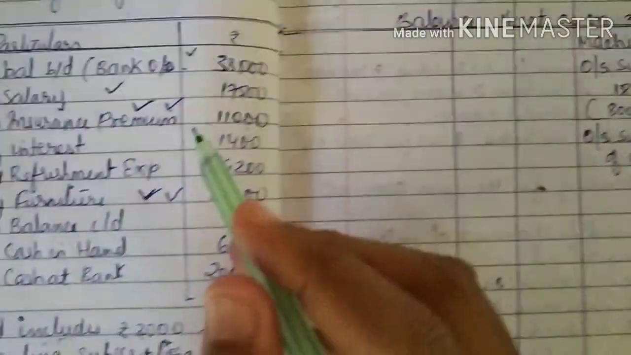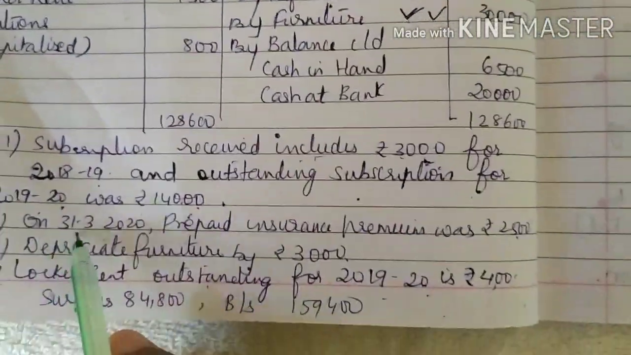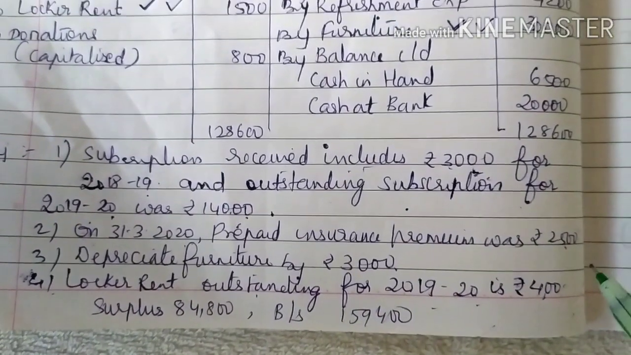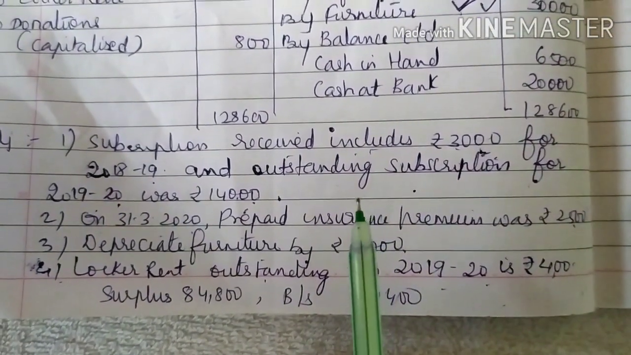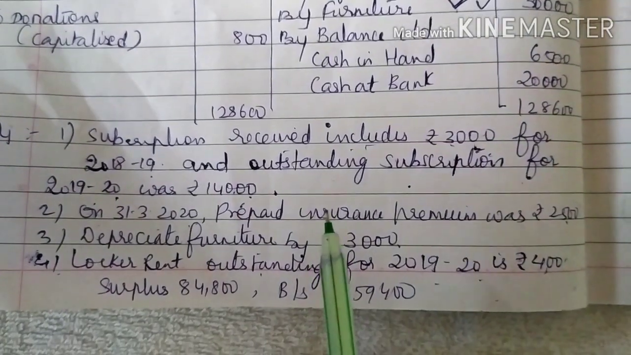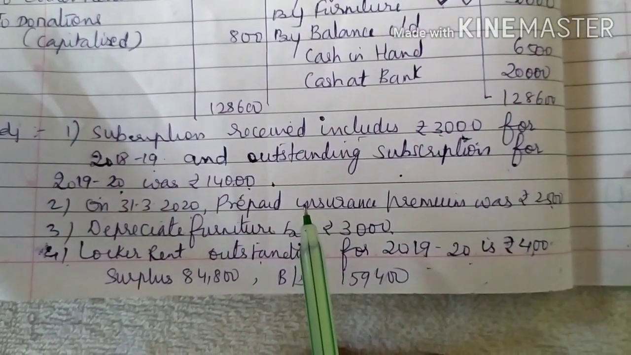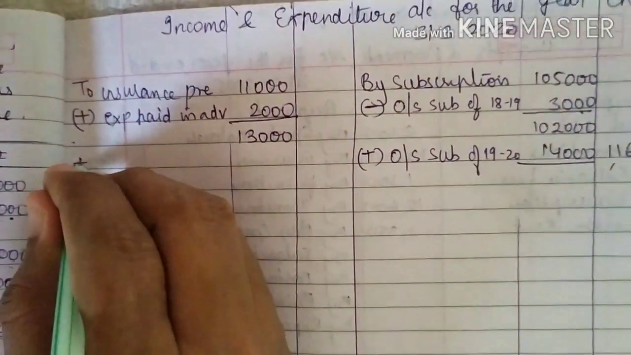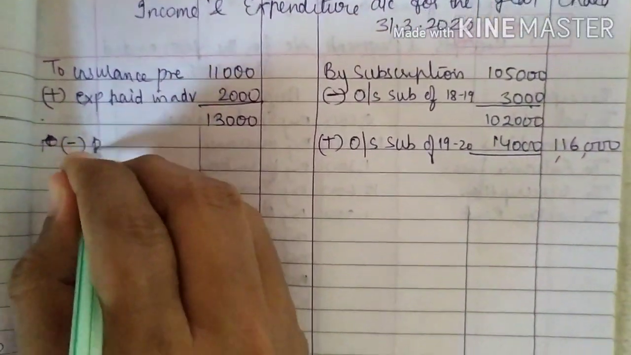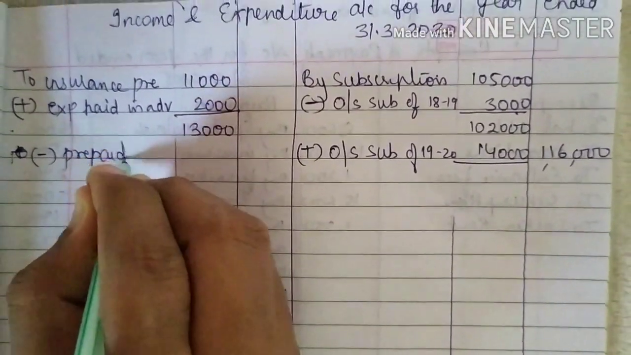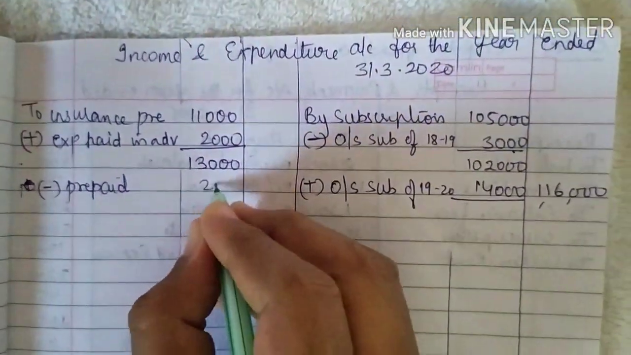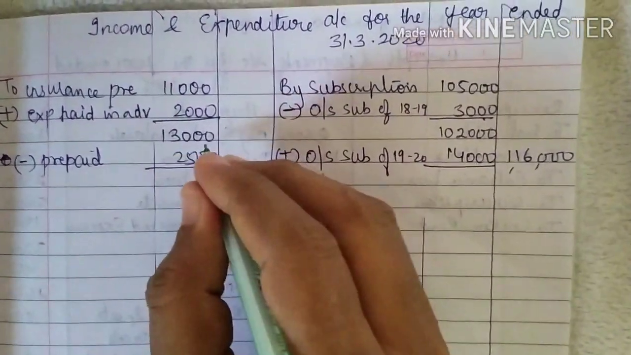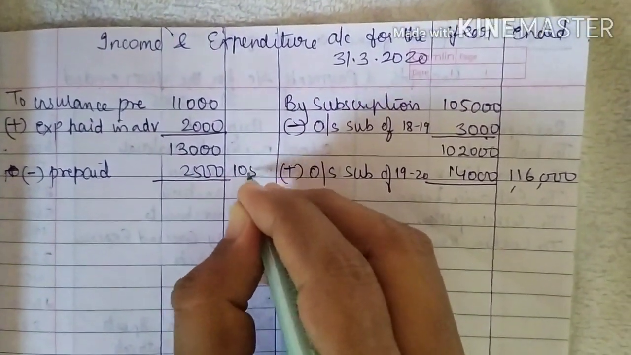Now then here you can see an adjustment on 31st March 2020 prepaid insurance premium. This is current year prepaid. That means this year also you have paid some insurance amount in advance, which is 2,500. That you will add here, so that you will less here. Prepaid is deducted. So less prepaid, which is 2500. So on subtracting it, you will be getting 10,500.